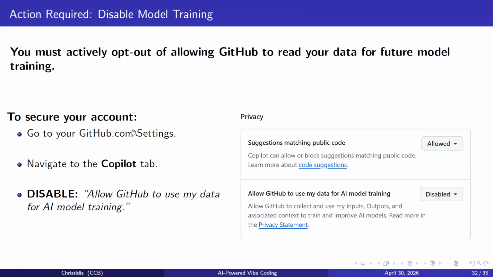And then from there, you can go to your settings and options. There's an option called "allow GitHub to use my data for AI training," and make sure that this is disabled.